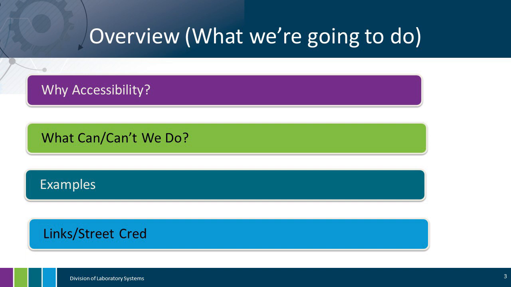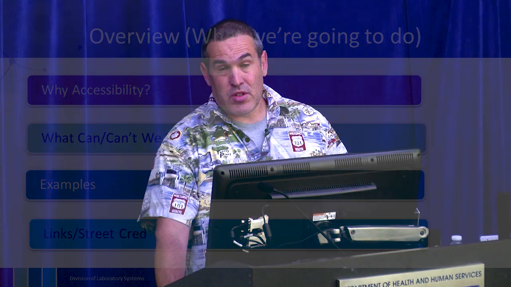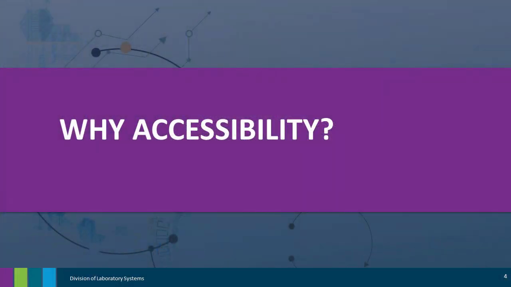So what are we going to talk about today? We're going to talk a little bit about accessibility, why there's a need for it. I'm going to go over what you can and can't do in order for something to be 508 compliant. Show some examples of what good and bad compliance is, get you some links, and then we're going to actually open up some documents, and I'm going to show you how to make them compliant. So let's get into it.